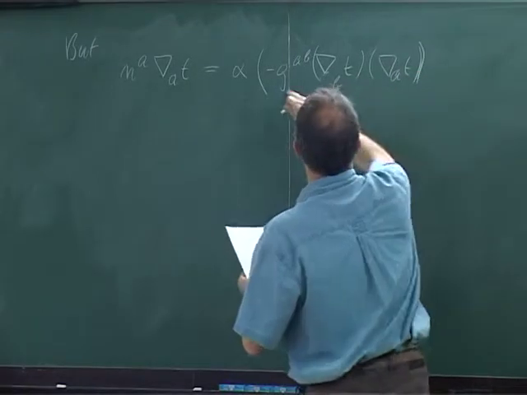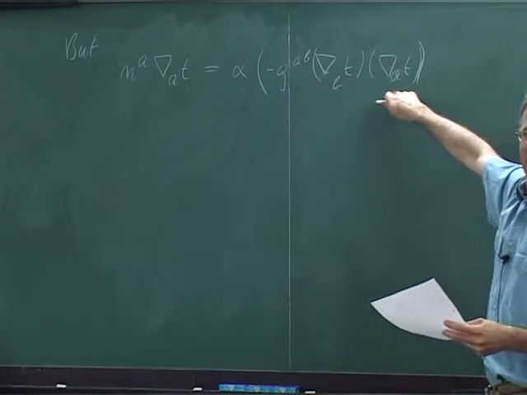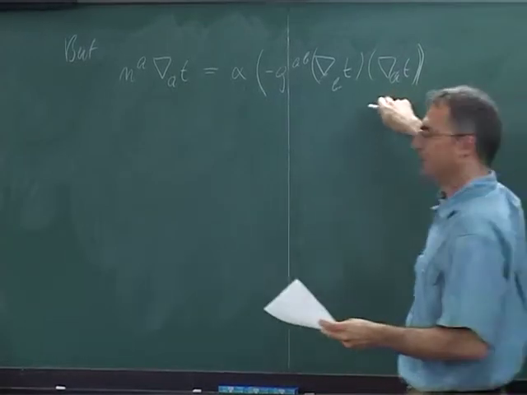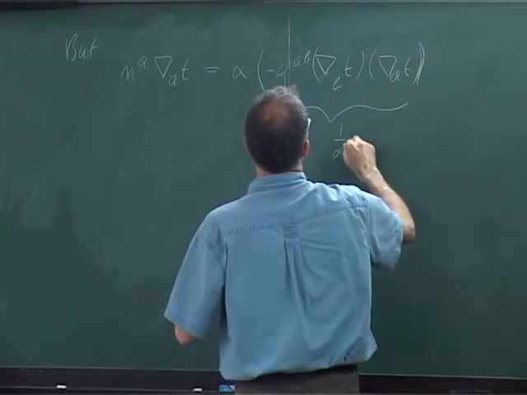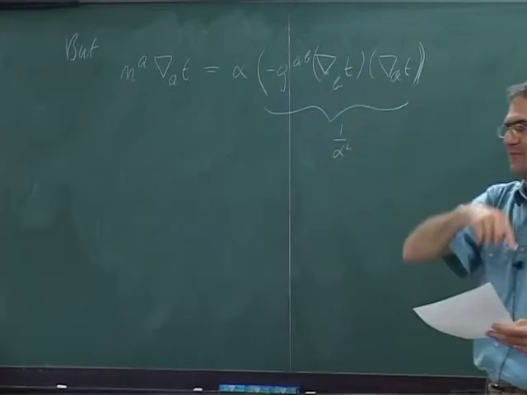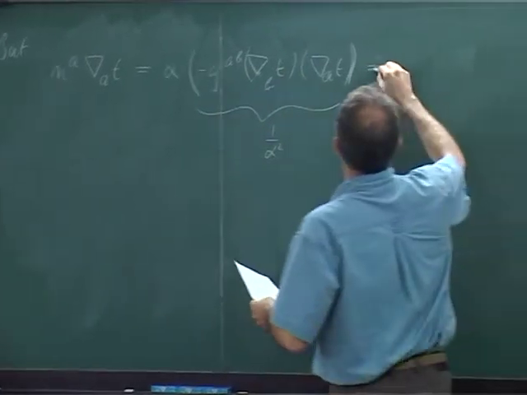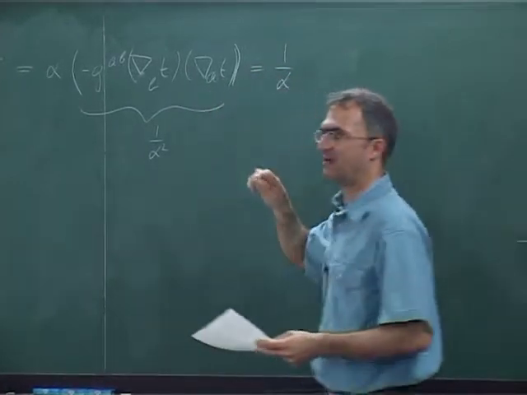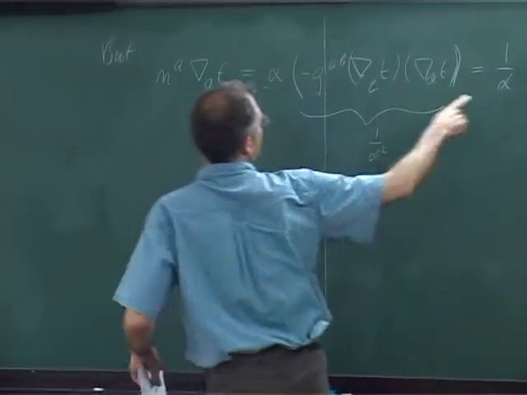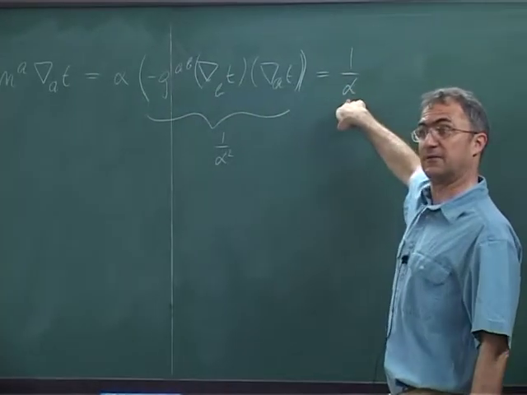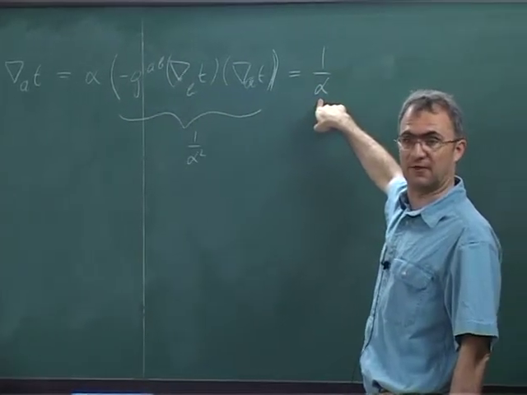But now you recognize that this looks like the normalization of the normal vector, okay? And that normalization gives us a 1 over alpha squared, if you go back to your notes from yesterday morning. So this whole thing goes with 1 over alpha. Okay, so that means that this is general, this is not constant. Right? This could be different in different places.